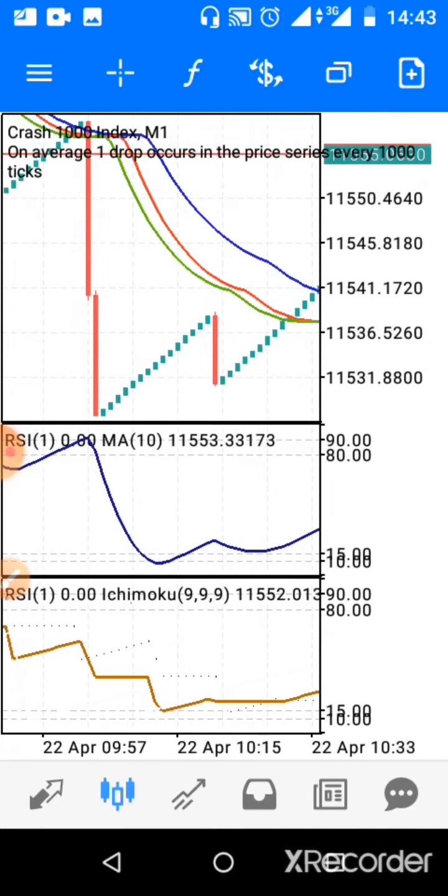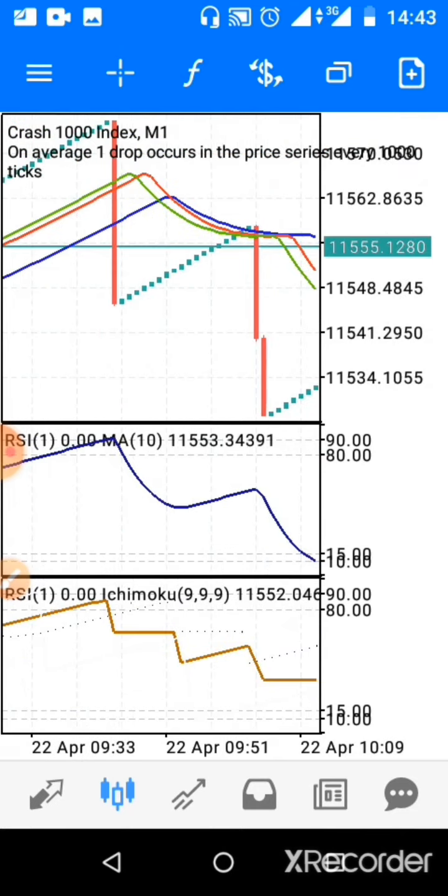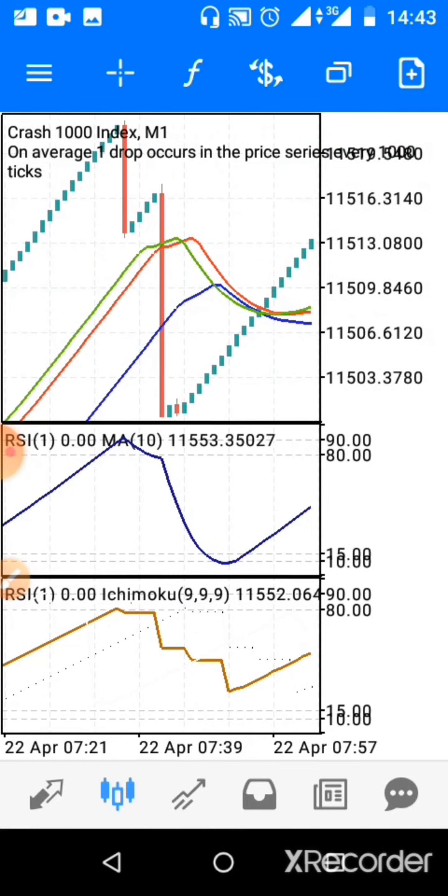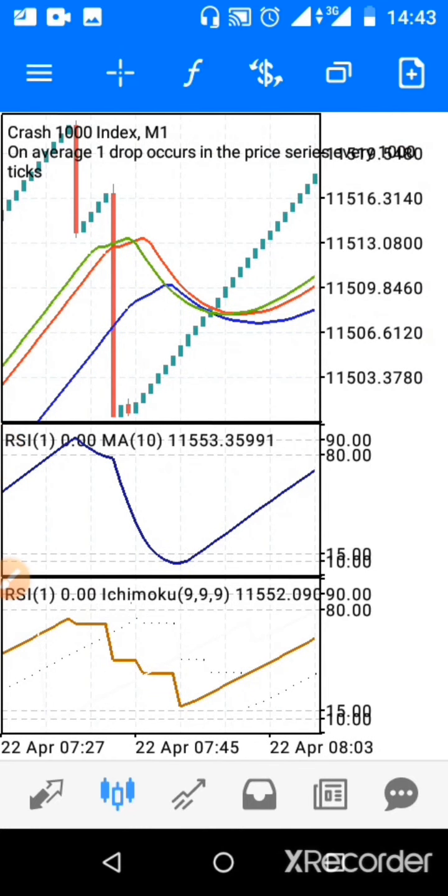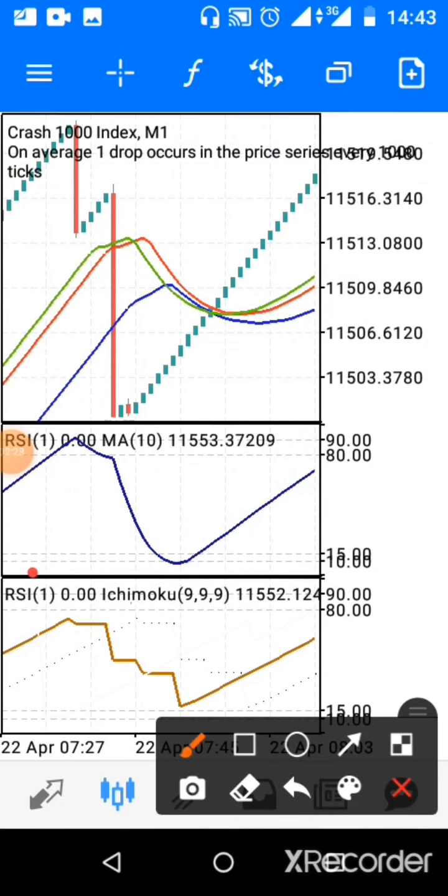The brown line has to be below. So as you can see, on crash, the brown line touched the 10-15 region and the blue line touched the 10-15 region, and the candlesticks began to go towards the green line.